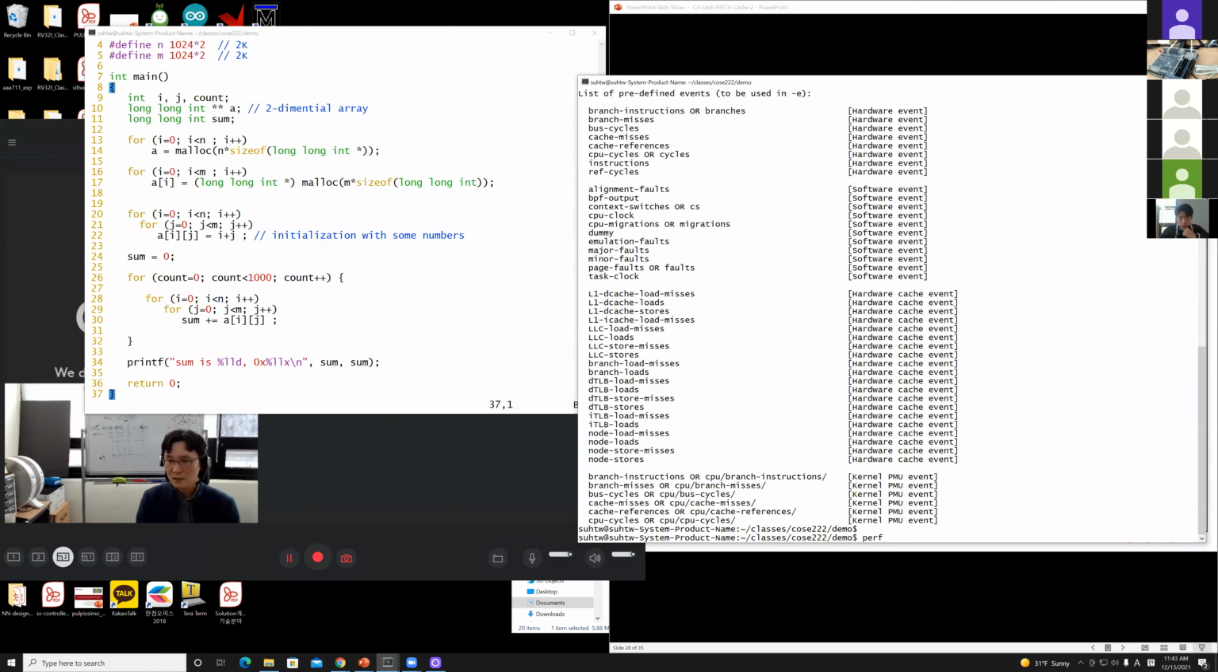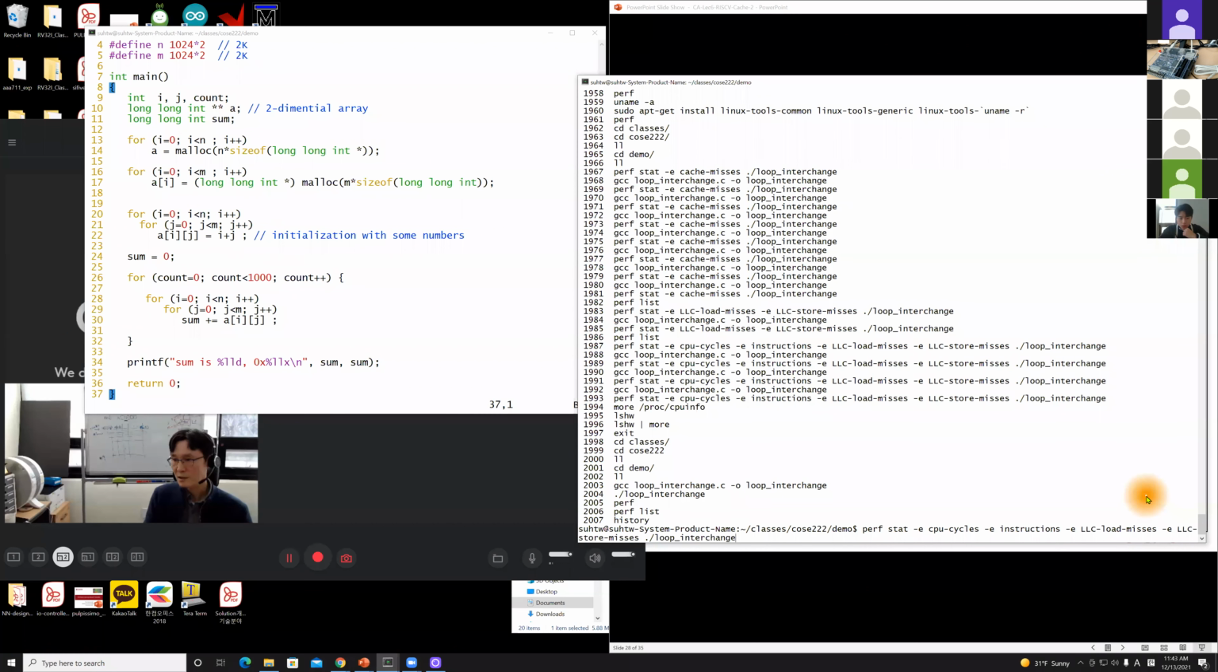Okay. Also report last level cache read miss, right? Load miss, last level cache. Read miss. Okay. So you are executing an LW instruction, then it misses the cache, then that will be counted here. And event store misses. Okay, store misses, last level cache. And finally the executable, loop interchange. Let me execute it.